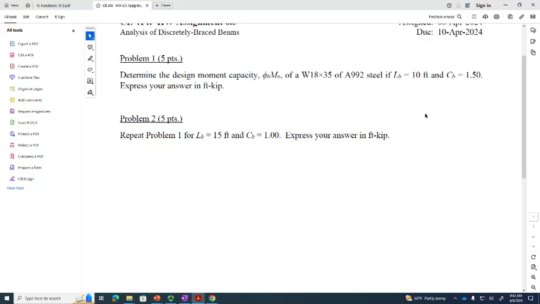If it has an unbraced length of 10 feet and its Cb value is 1.5, I'm going to have you determine the moment capacity. Then I'm going to have you do the same problem again if Lb was 15 feet and Cb was 1, okay? So it's the same beam, I'm just having you analyze it for two different cases. So one of them has a Cb of 1.5 and an Lb of 10. The other has a Cb of 1 and an Lb of 15 feet, okay? So two problems, but all on the same beam.